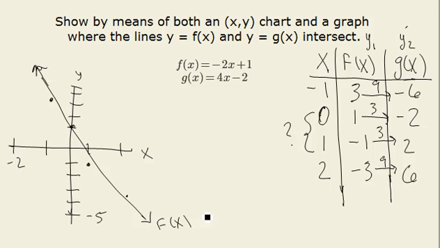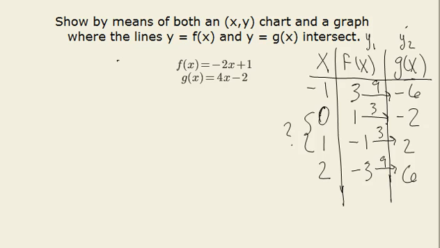G of x, we'll do the same thing. Let's start at -1 here, and we're going to be down at -6, which looks like it's in this area. 0 is at -2. 1 is at 2. And 2 is at 6, so I'm guessing it's up here somewhere. So our graph seems to be moving in this kind of direction. So we notice that our intersection is somewhere in this nature. We don't know what point that is yet, though. We're going to figure that out in one second.